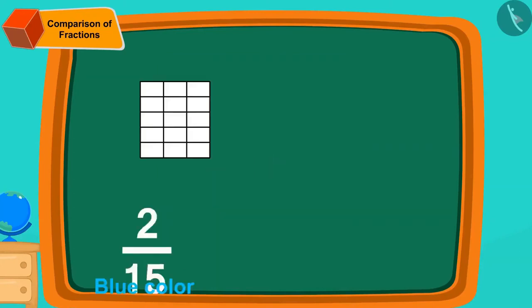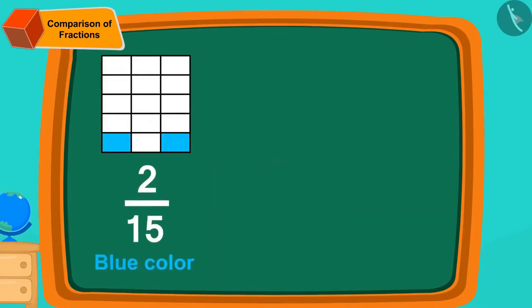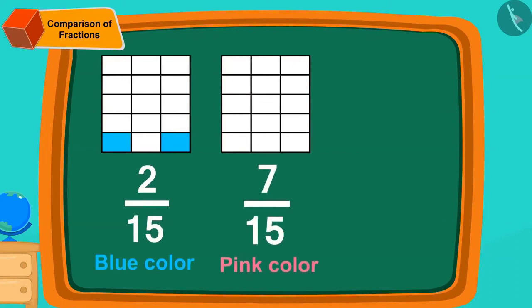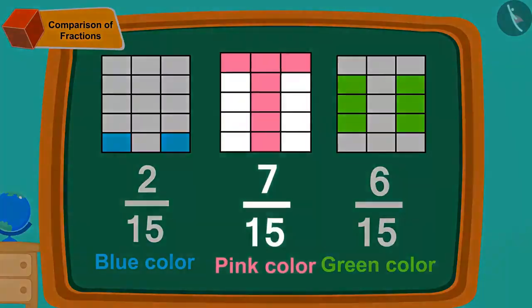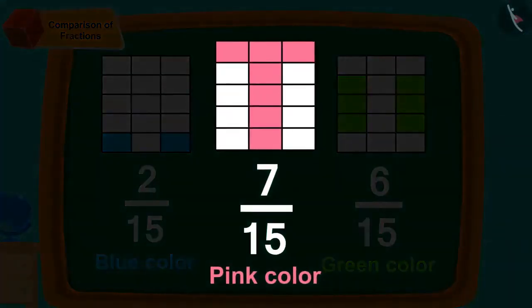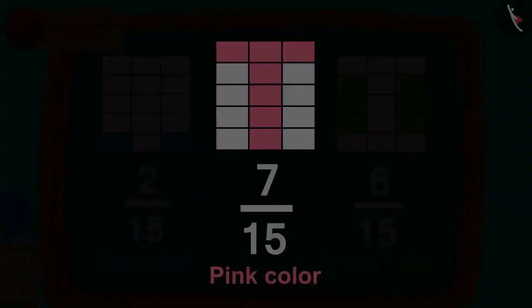Children, if we have filled blue color in 2 parts out of 15 parts, pink color in 7 parts, and green color in 6 parts, can you then identify the largest of these fractions? If you wish to, you can stop the video and find the answer. Well done, children. You have found the answer correctly. The largest fraction here is 7/15th.